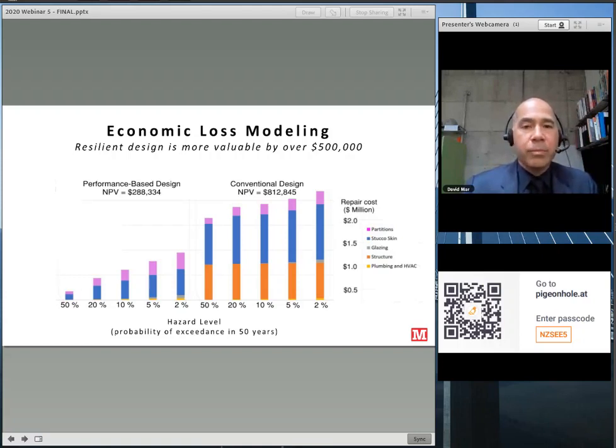We did a present value analysis of this, and what you find is that the resilient building is worth more than the conventional building when you account for future losses and integrate all the probabilistic loss potential into present value. The resilient building is worth more than $500,000 more than the conventional building in its current state.